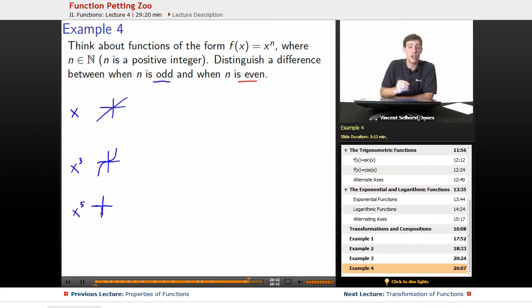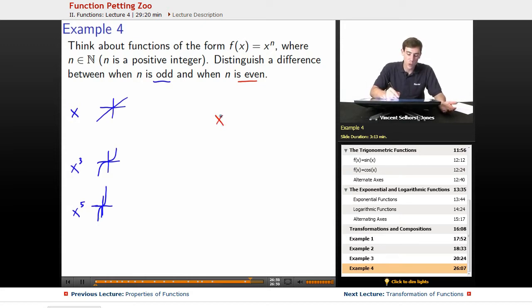By the time it makes it to 2, it's at 2, 4, 8, 16, 32 height. So by the time x to the fifth has an input of 2, it's getting an output of 32. So it blows out really fast. Really, really fast. Let's compare some even ones.